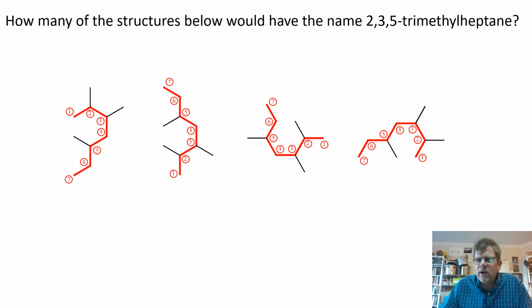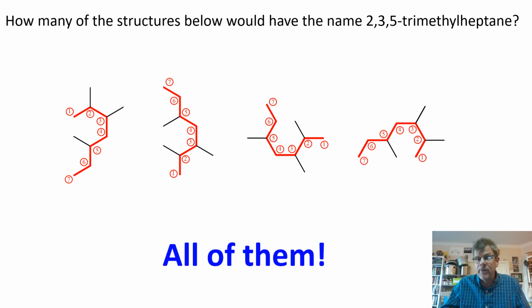We have parent structures and methyl groups on each of these. Look at where each of these methyl groups, what carbon numbers they're attached to. We find these 3 methyl groups all attached to the 2, the 3, and the 5 carbon. So the answer, how many of these structures below would have the name 2,3,5 trimethyl heptane? Well, all of them. They're all different ways of expressing 2,3,5 trimethyl heptane.